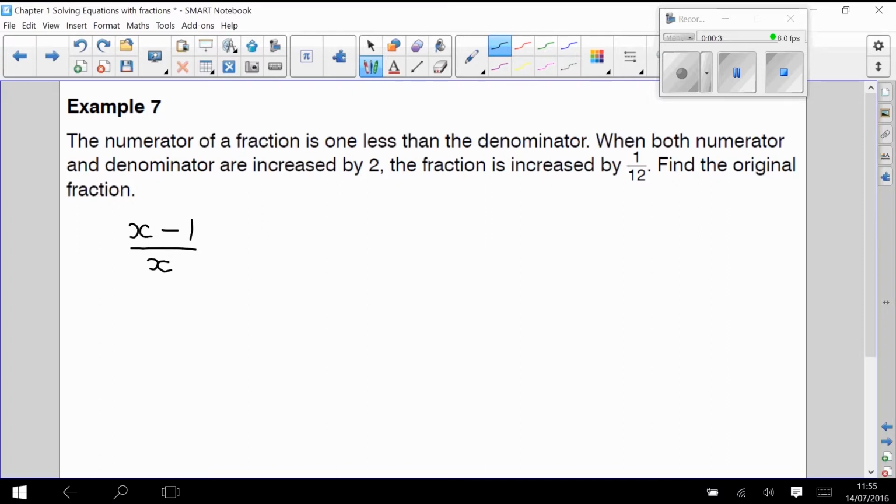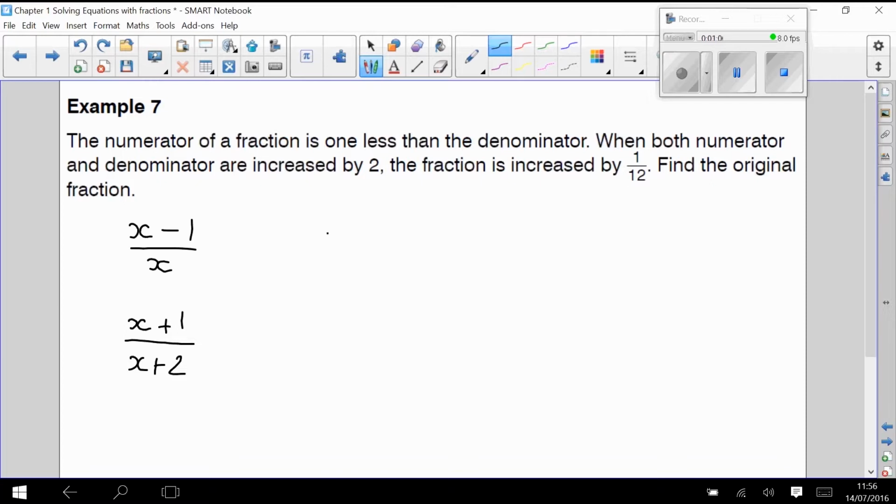The next thing that I tell you is, if I take both the numerator and the denominator and I increase them by 2 units, then I'm going to get another fraction. So if I add 2 to my numerator, I'm going to get x plus 1. If I add 2 to my denominator, I'm going to get x plus 2. And I tell you, once I have done this, there's going to be an increase of a 12th.